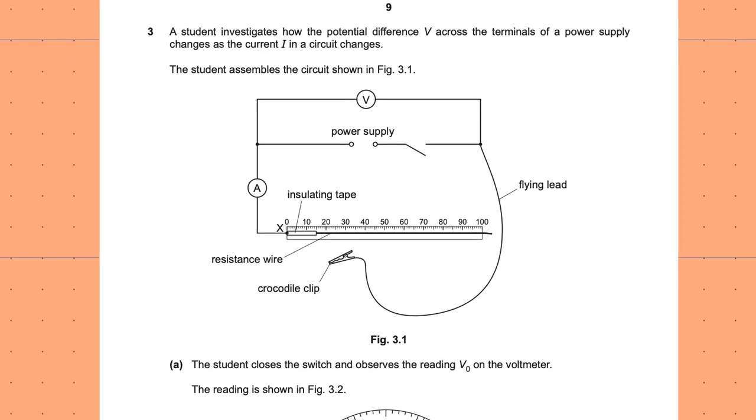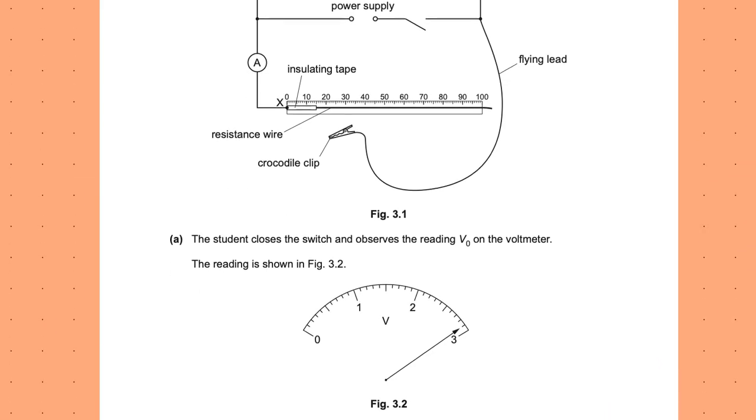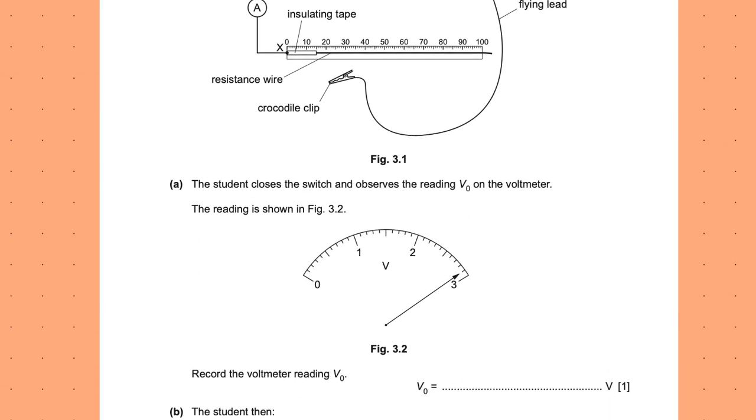Question 3. A student investigates how the potential difference across the terminals of a power supply changes as the current I in a circuit changes. So you have the voltage across the power supply, there's the switch, ammeter, insulating tape, again a flying lead, and the crocodile clip to connect it at different distances. The student closes the switch and observes the reading on the voltmeter. The reading is shown here. Record the voltmeter reading. Again, very easy to see. This must be 2.9 volts.